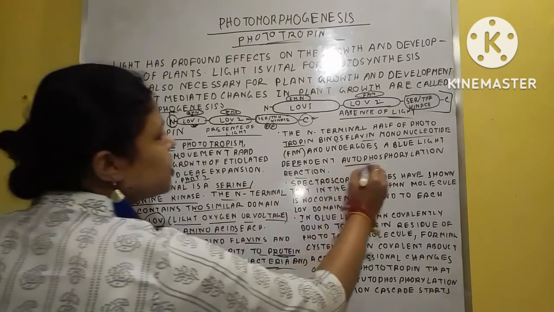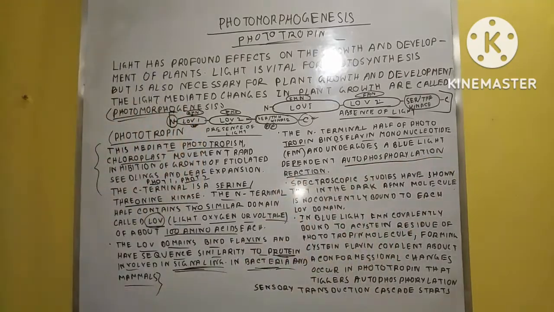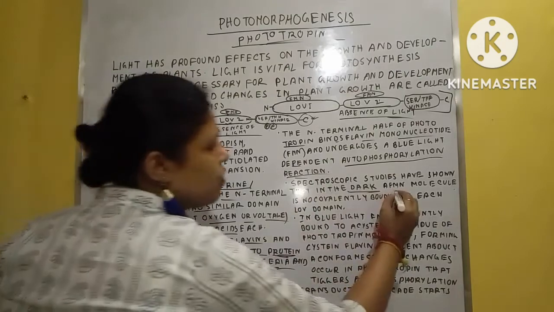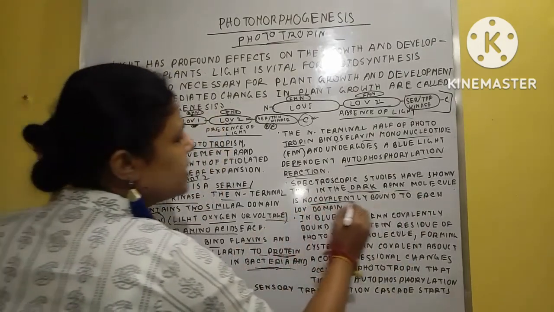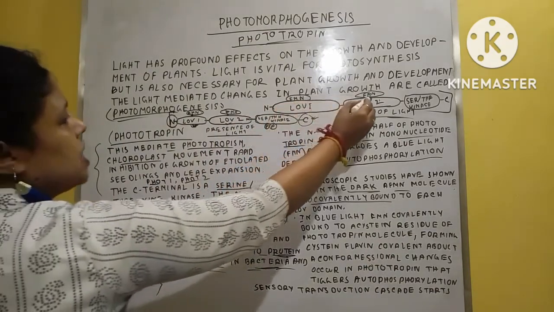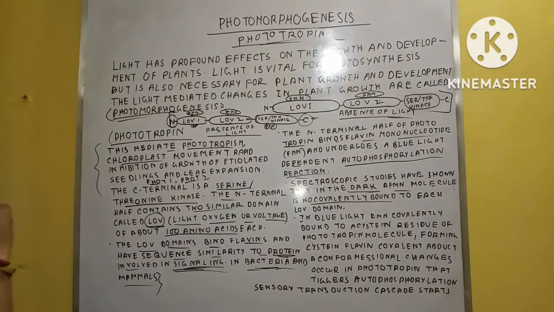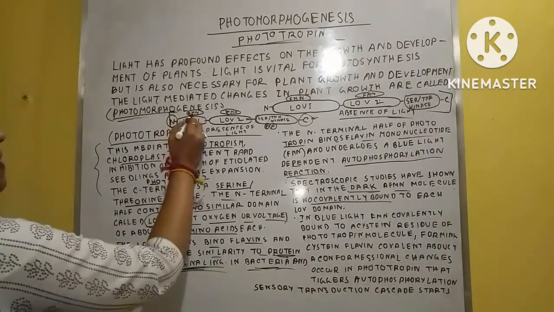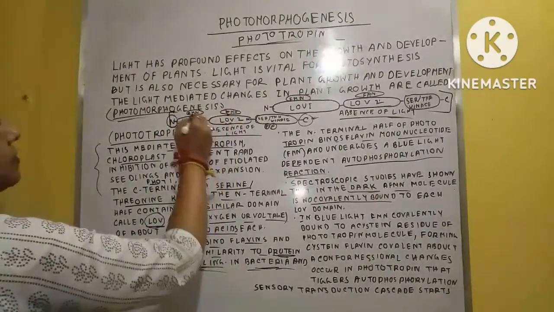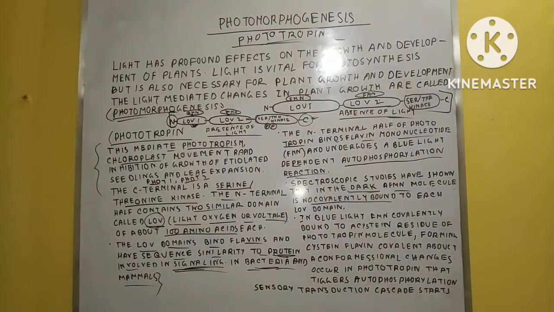Autophosphorylation is happening. In the dark situation, the FMN molecule is non-covalently bound to each LOV domain. This non-covalent bond is not seen here. But in the presence of blue light, the FMN and LOV1, and the FMN and LOV2, both form a covalent bond between them.